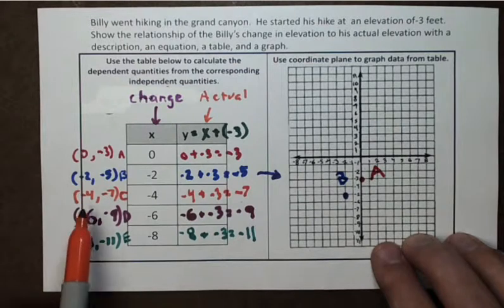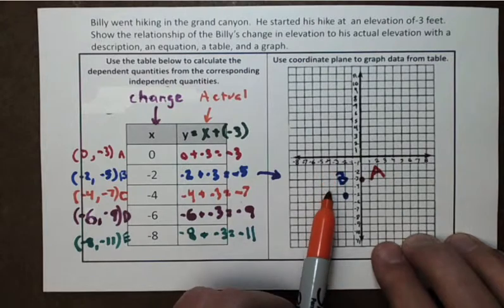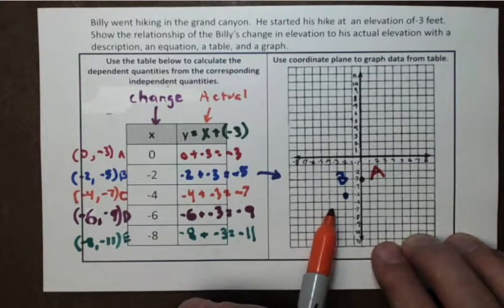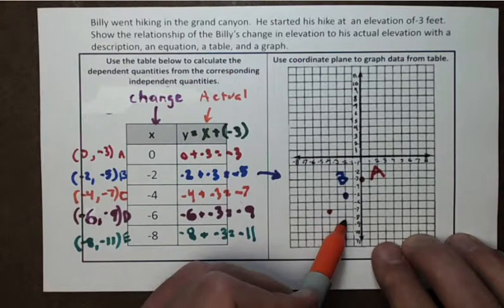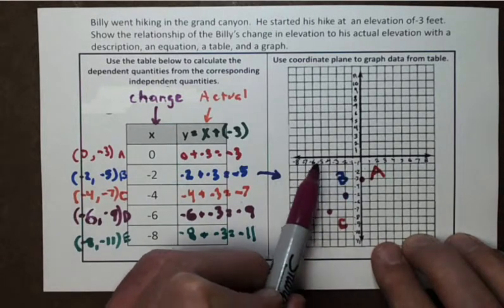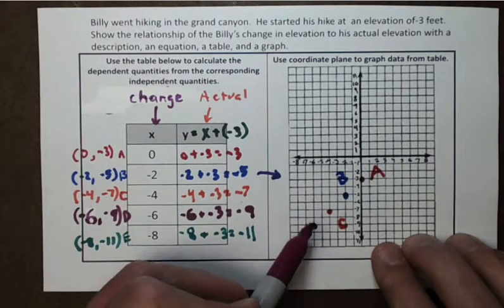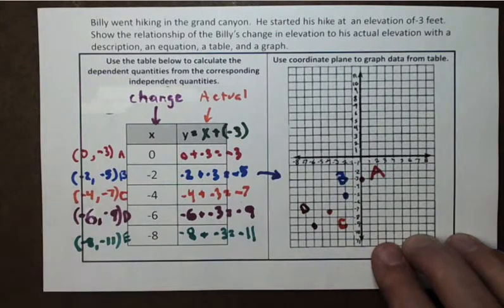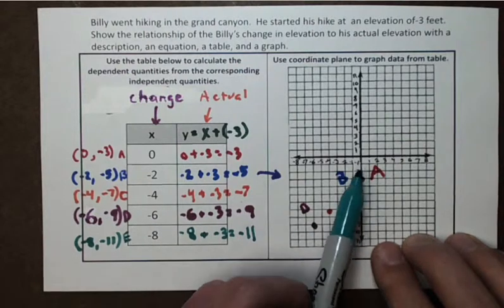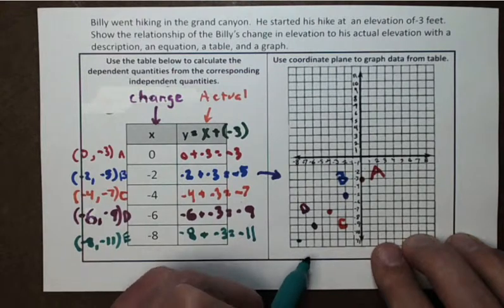Alright, C is negative 4, negative 7. So I go from the origin, I go over to negative 4 and down to negative 7. That's C. Alright, D is negative 6, negative 9, over 6, down 9. Here we go. And that is D. And then finally, E is negative 8, negative 11. So I go over 8, down here to 11. And that would be E.